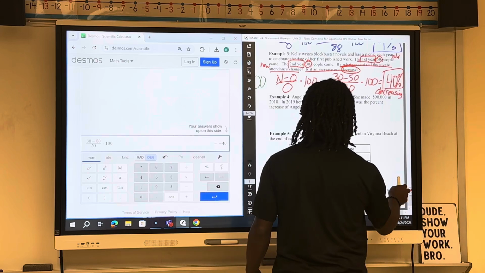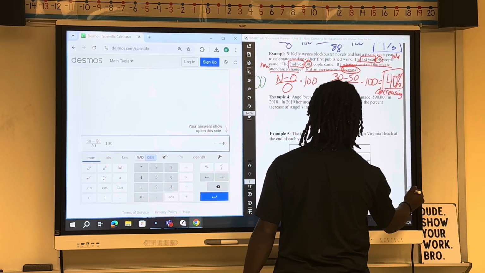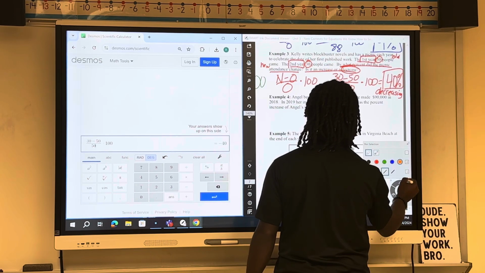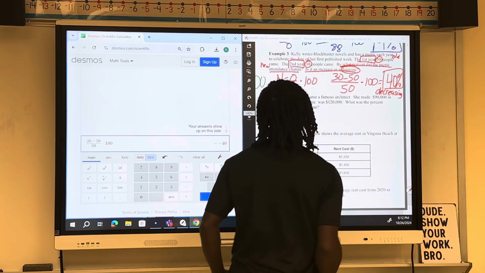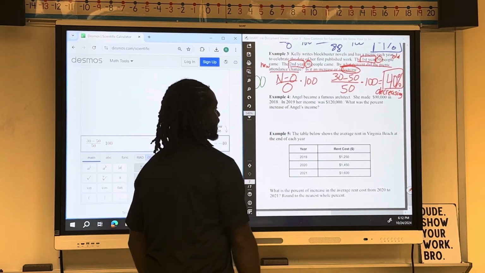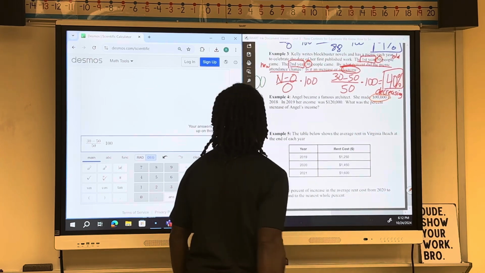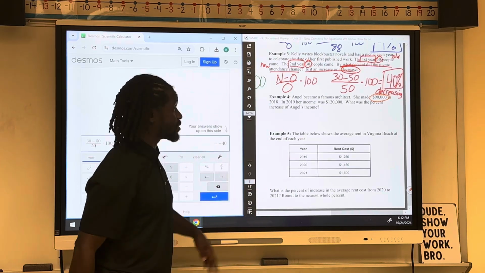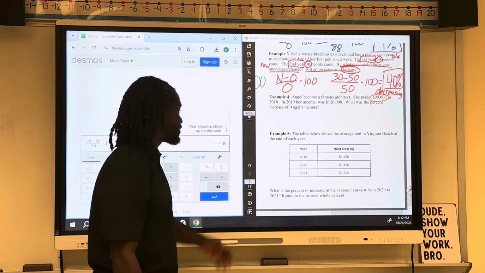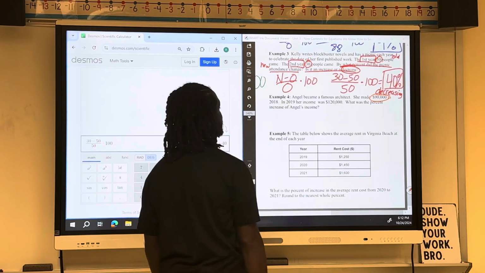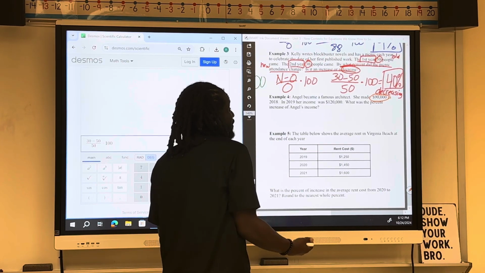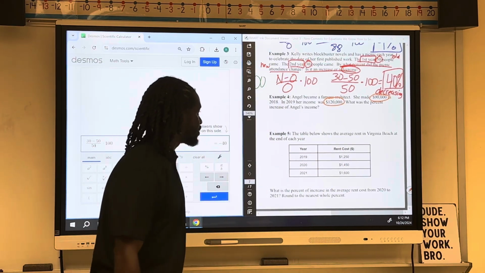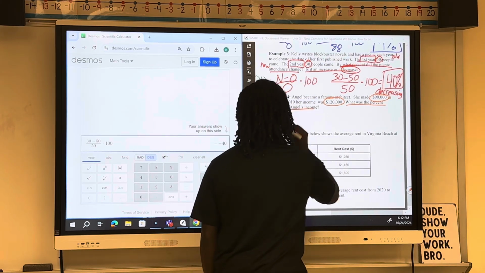All right, let me get a different color. Let's go with orange, my favorite. All right. Okay, so Angel became a famous architect. She made $90,000 in 2018. Now I could circle that because we do circle the numbers, but that is a year. Okay, so I'm actually not going to circle that one. In 2019, yeah, that's a number, but it's talking about a year. Her income was $120,000. What was the percent increase of her income?